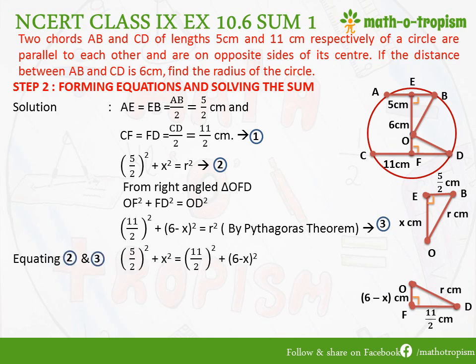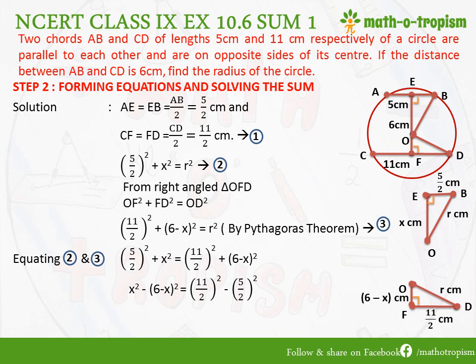Now equating 2 and 3, both are r square on the right hand side, so we can equate the left hand sides. So (5 by 2) the whole square plus x square is equal to (11 by 2) the whole square plus (6 minus x) the whole square. So x square minus (6 minus x) square is equal to (11 by 2) the whole square minus (5 by 2) the whole square. We have rearranged the terms with x terms on one side and the constant terms on the other side. We can see that both have the formula a square minus b square.